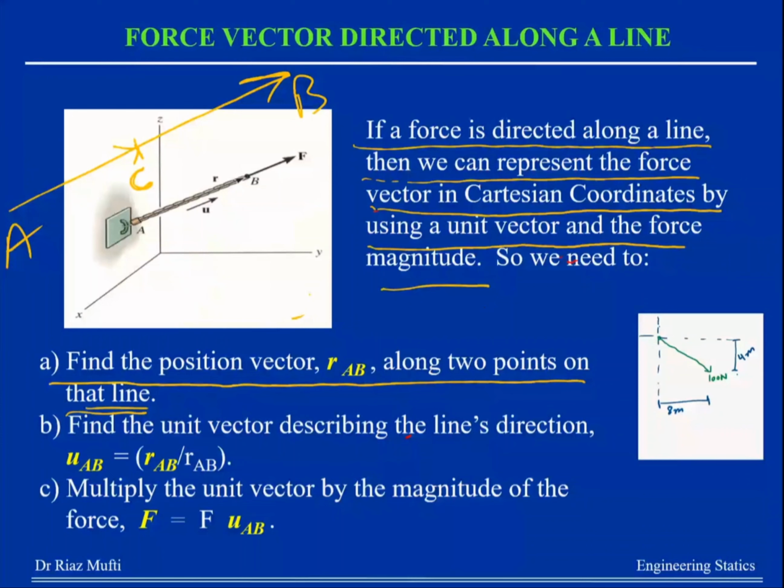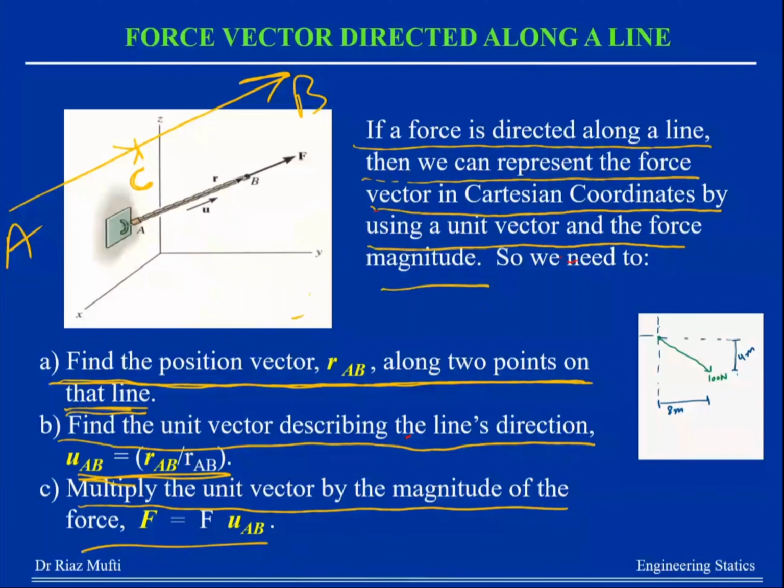So what it says here is that you need to find, along any 2 points on that line, a position vector. And from that position vector, you can find the unit vector. So find the position vector RAB along 2 points on that line. Find the unit vector describing the line direction. You know this already. And then multiply the unit vector by the magnitude. So basically you find the unit vector of the position vector, and then that same unit vector can be used for the force vector.